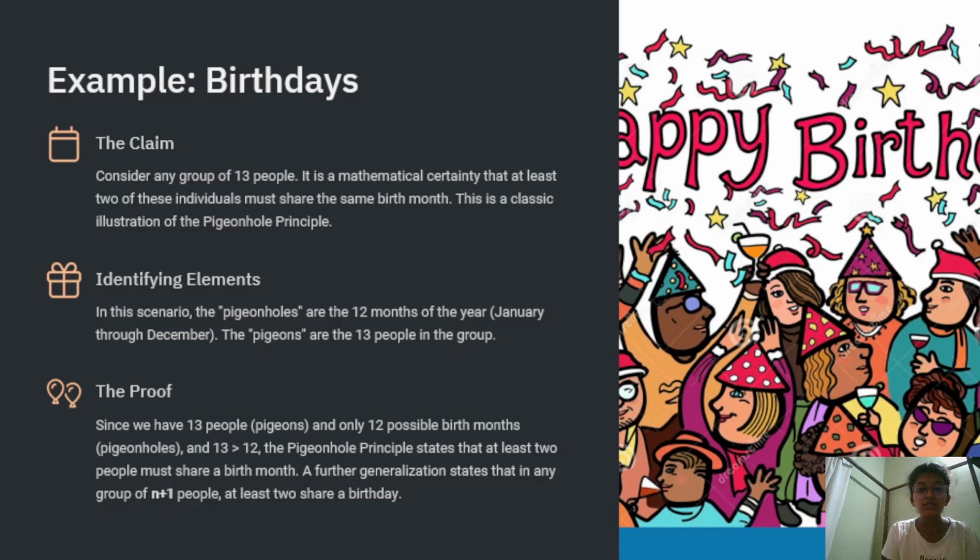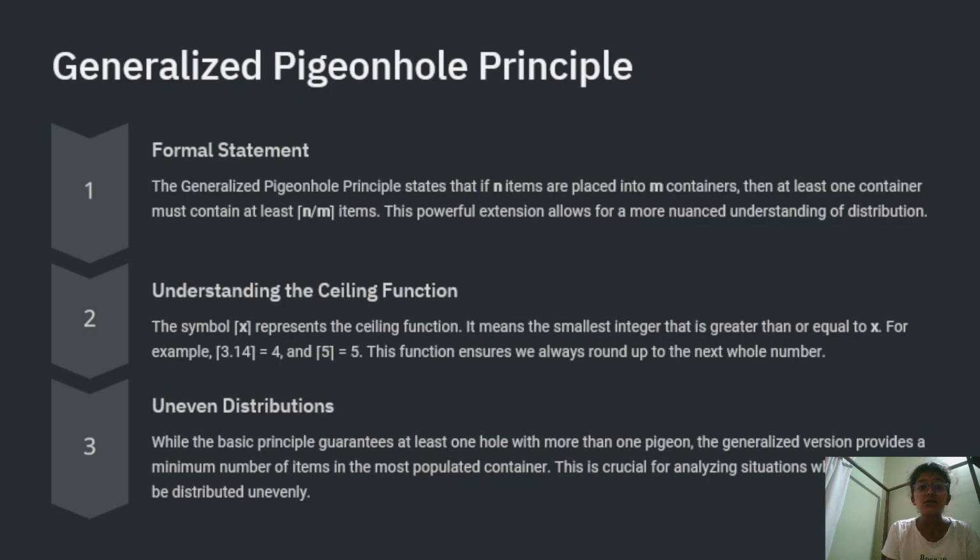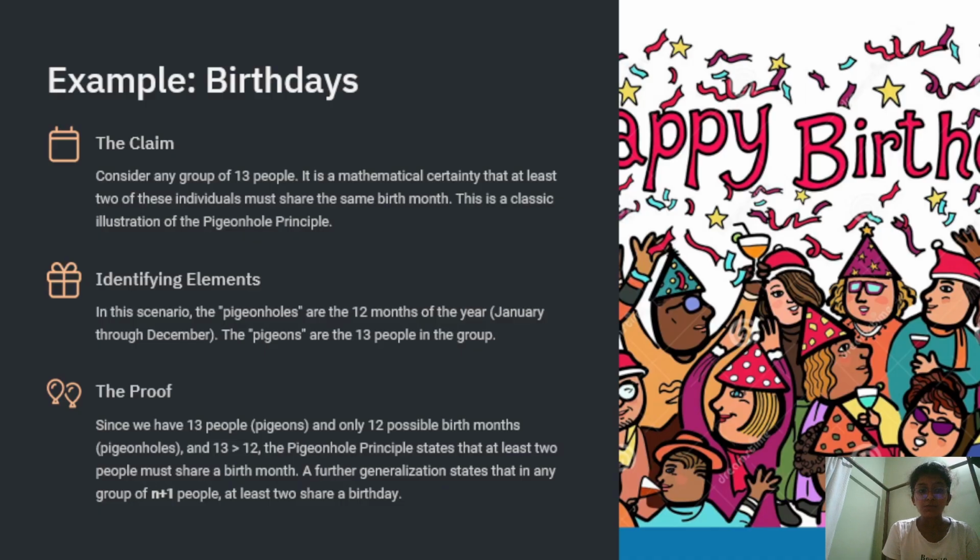Identifying elements: in this scenario, the pigeonholes are the 12 months of the year, January through December. The pigeons are the 13 people in the group. The proof: since we have 13 people, the pigeons, and only 12 possible birthday months, the pigeonholes, and 13 is greater than 12, the pigeonhole principle states that at least 2 people must share a birthday month. A further generalization states that in any group of n plus 1 people, at least 2 share a birthday. This example clearly depicts the pigeonhole principle.